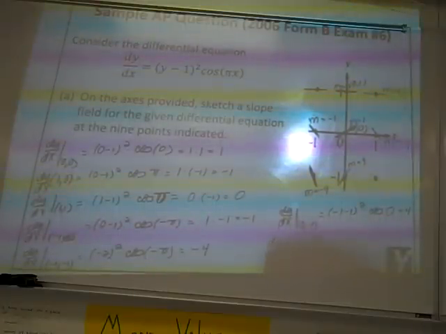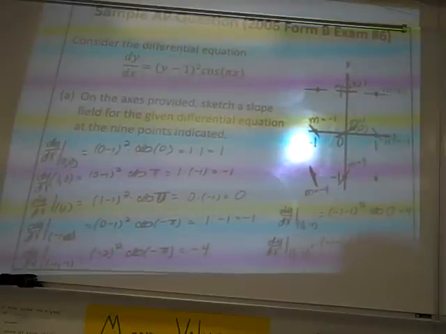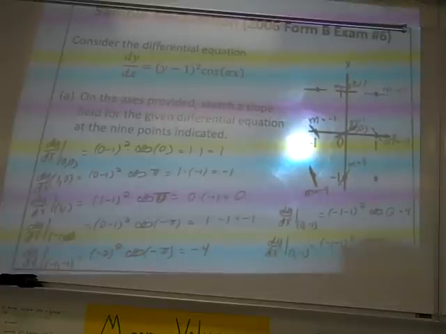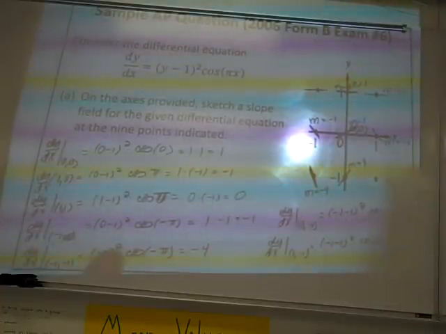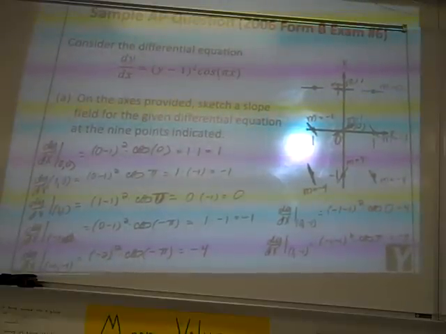And finally, dy/dx at the point (1, -1). (-1 - 1)^2 times cosine of pi. That's (-2)^2, which is 4. Cosine of pi is -1, so we get -4. We are decreasing. I hope I did all those right.